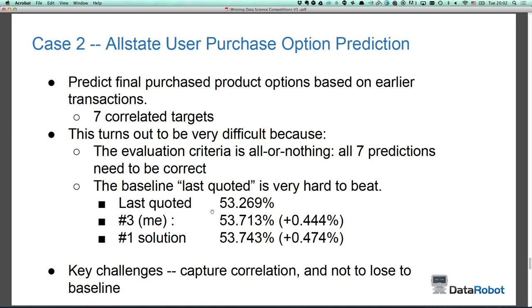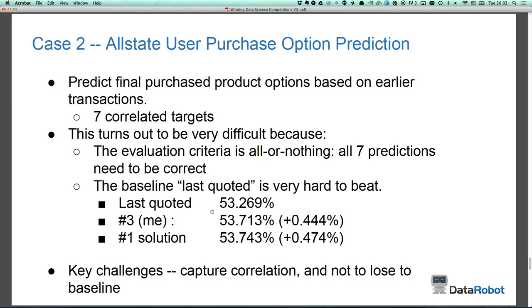The next one is the baseline model. There is a trivial solution to this problem, which is very good. The problem is to predict the final purchase option based on earlier transactions, but whichever option they chose in their last known transaction is actually a very good predictor of the final purchase option. So if you just use the last quoted plan as the predictor, with no change, it's right about 53.269%.